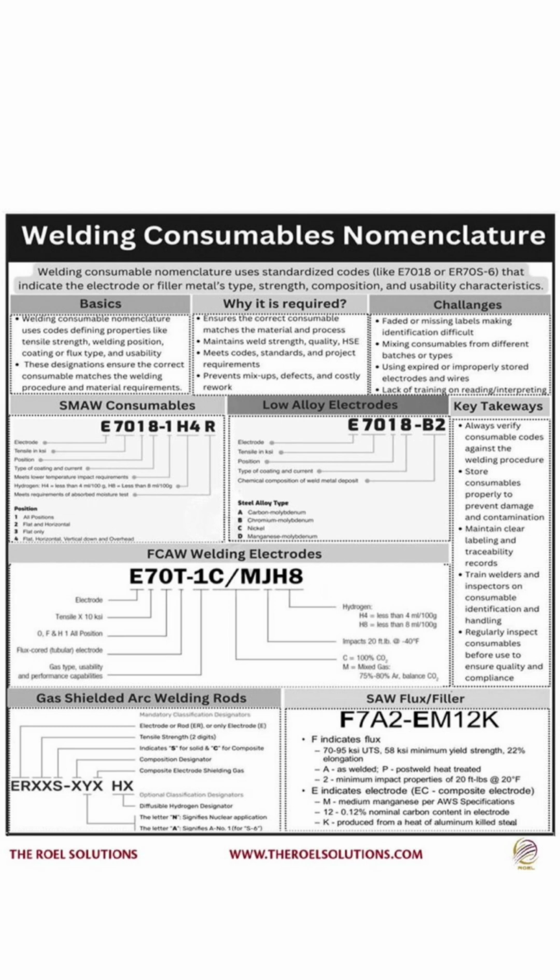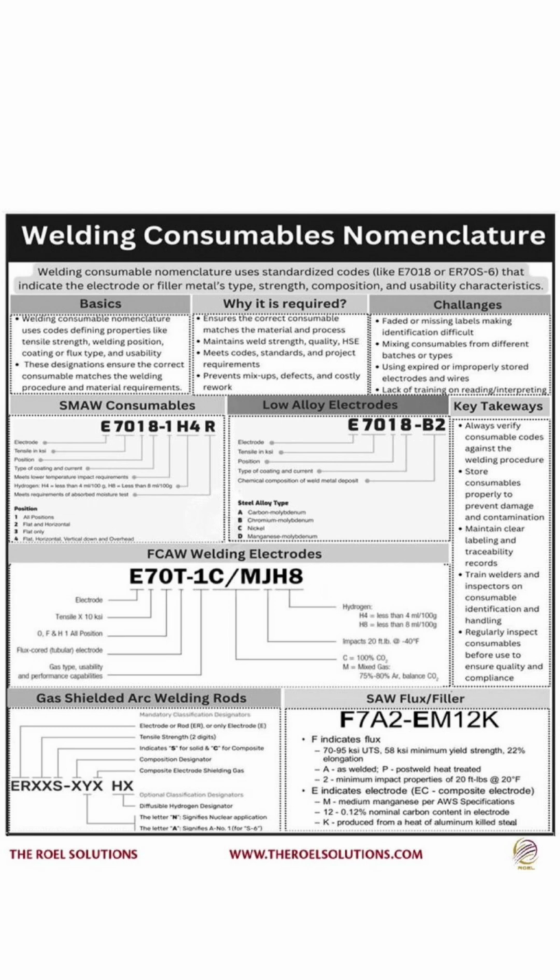Segment 1. Why nomenclature matters. Whether it's SMAW, GMAW, GTAW, FCAW, or SAW, understanding the nomenclature helps you match the consumable with your base material, welding process, and service conditions, ensuring safety, strength, and performance. Graphics showing different welding processes and standards: AWS, ISO, EN.